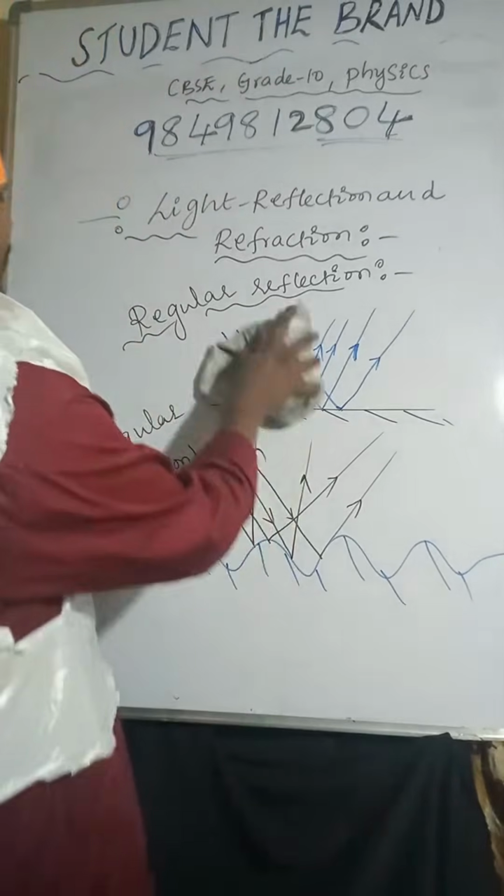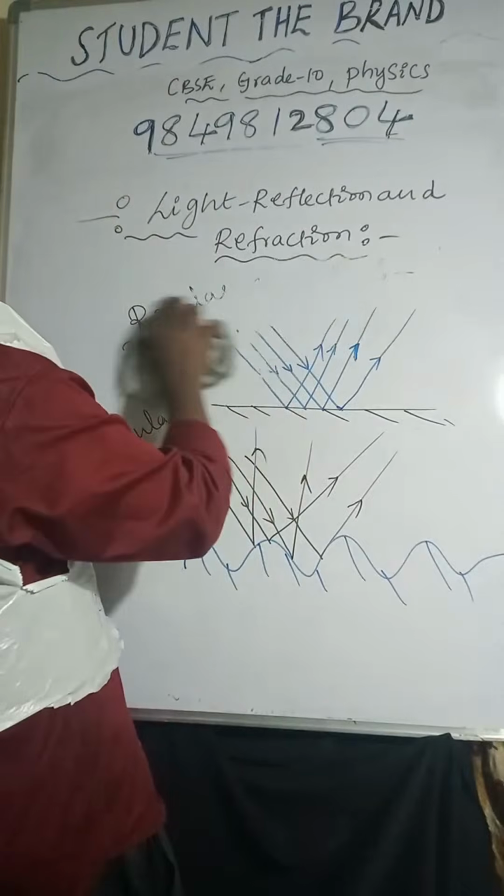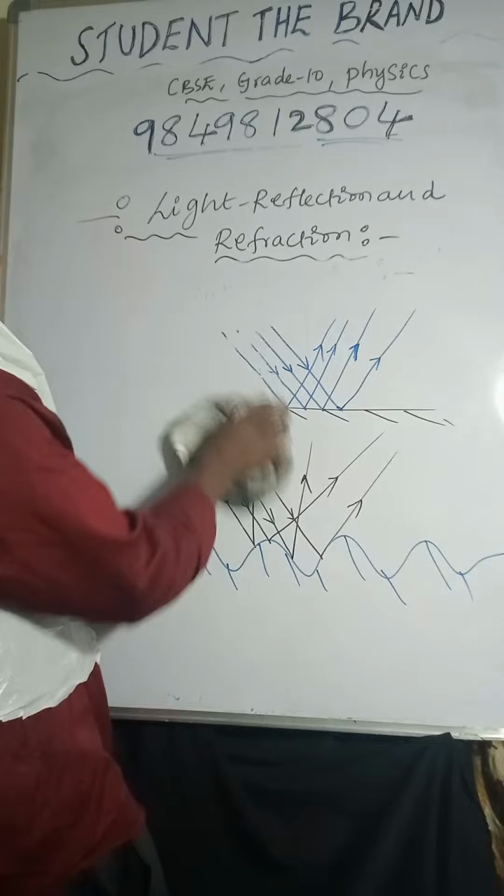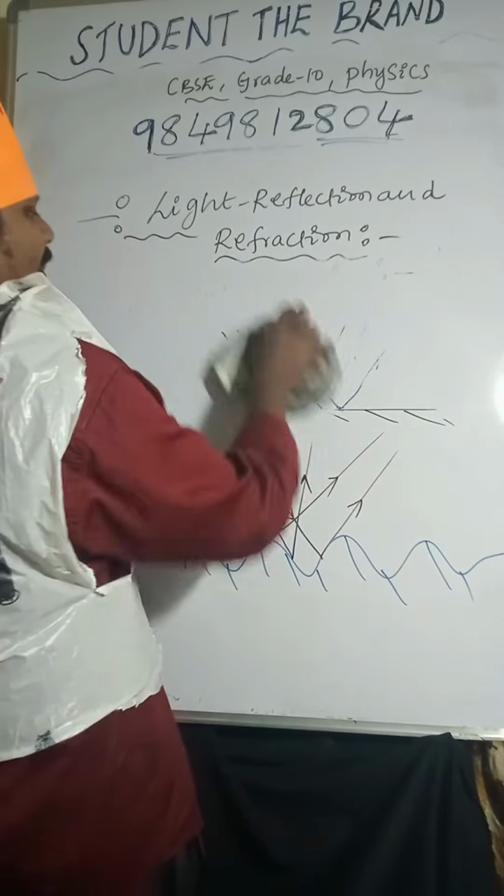Okay. So regular reflection and irregular reflection. I hope it is very clear. Now we will discuss image and object.